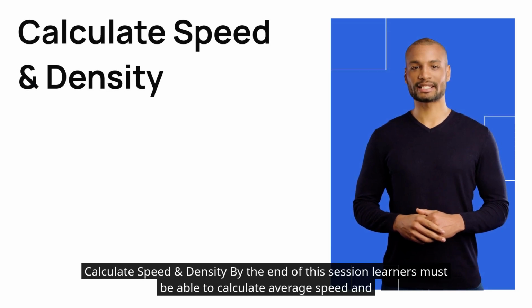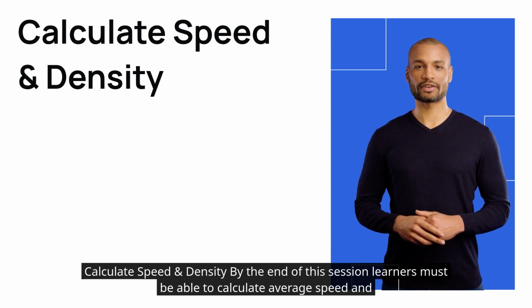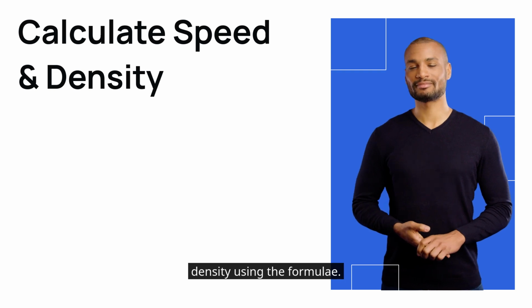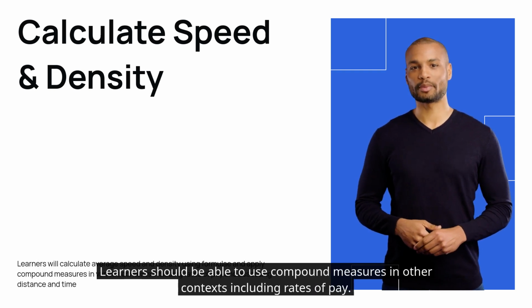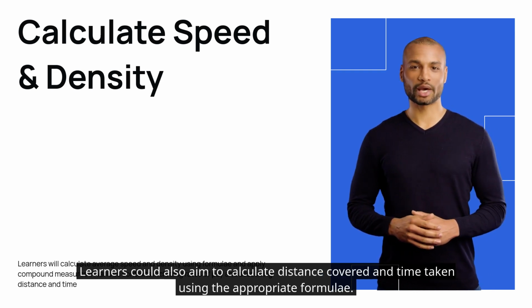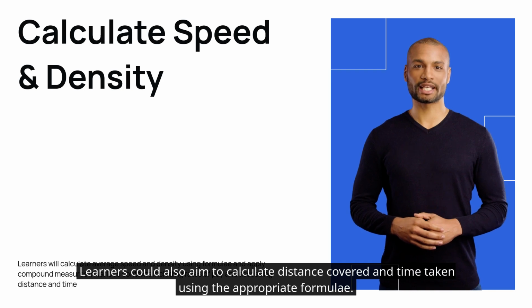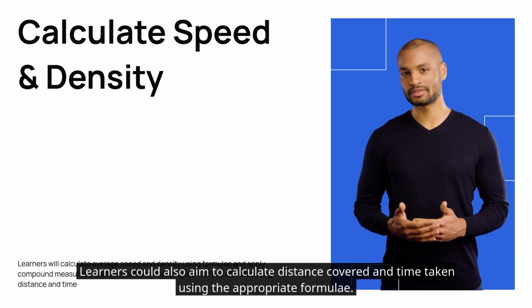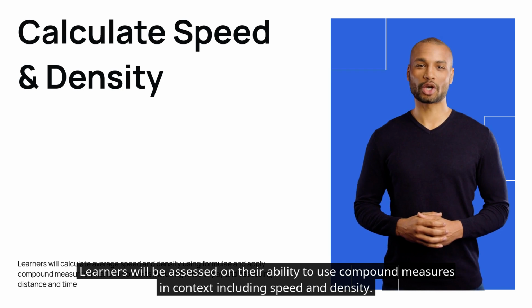Calculate speed and density. By the end of this session, learners must be able to calculate average speed and density using the formulae. Learners should be able to use compound measures in other contexts, including rates of pay. Learners could also aim to calculate distance covered and time taken using the appropriate formulae. Learners will be assessed on their ability to use compound measures in context, including speed and density.